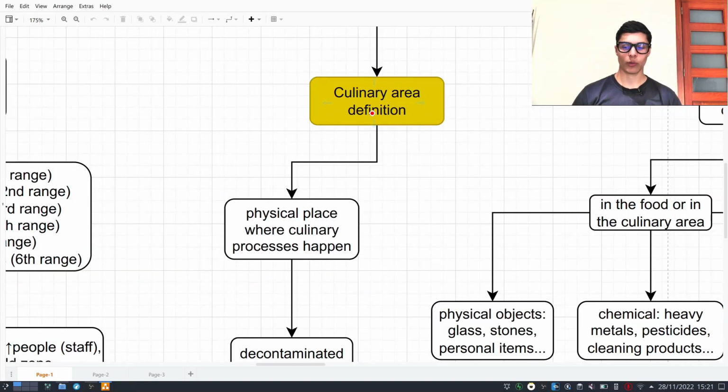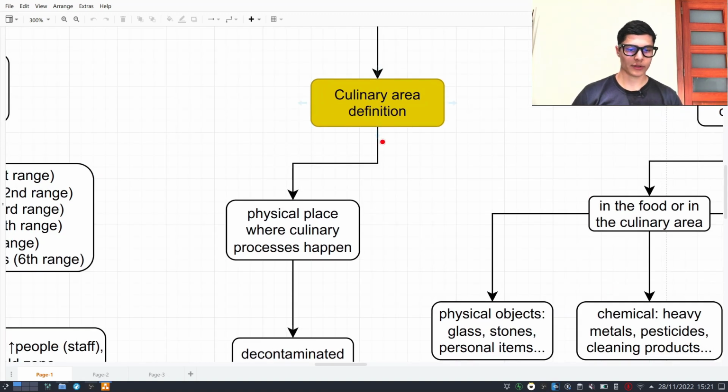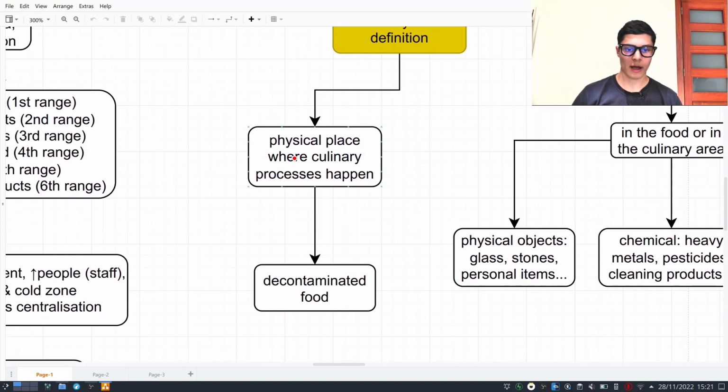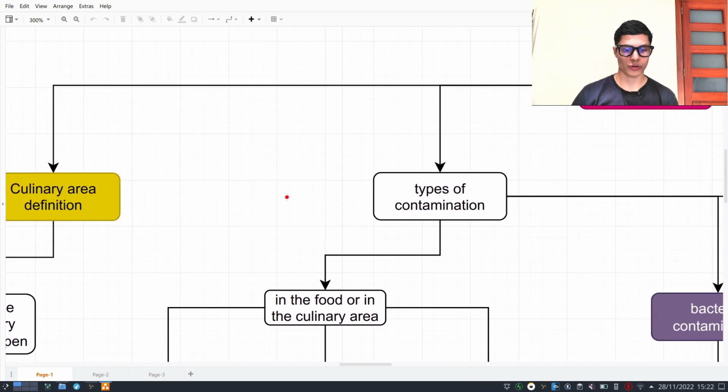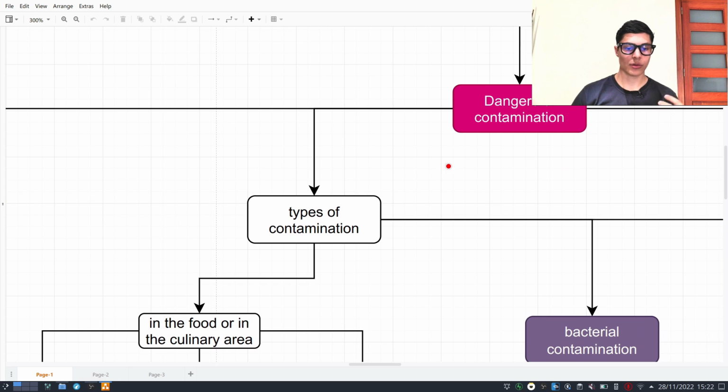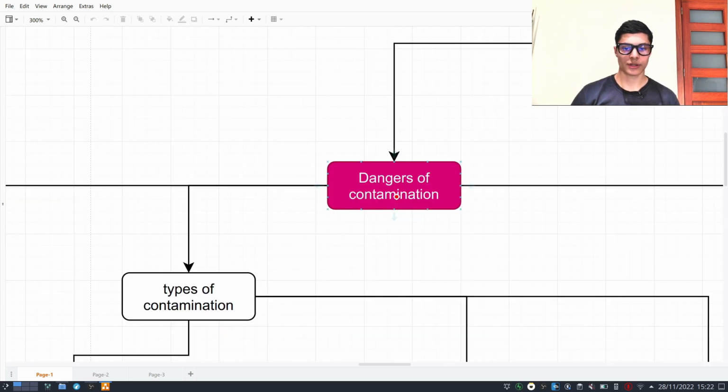Okay, so to understand what happens in the culinary area, we first need to know what the culinary area is. We define the culinary area as the physical place where culinary processes happen and where we convert a contaminated food, a potentially contaminated food that maybe has some bacteria or some parasites, into a decontaminated food. This is the definition of the culinary area.